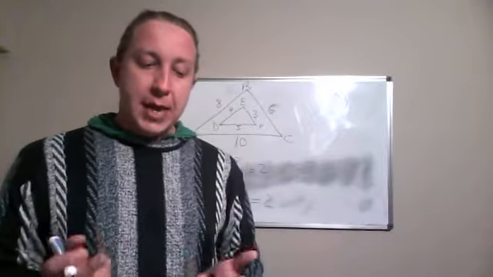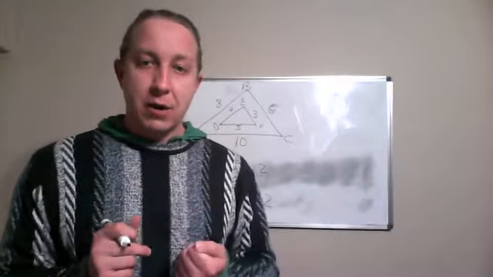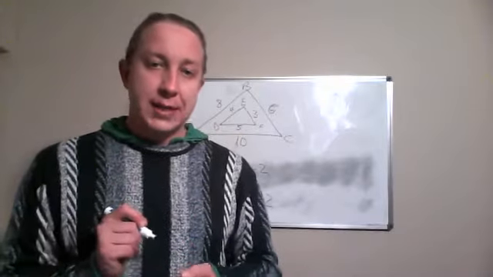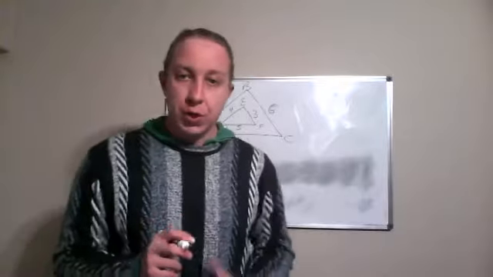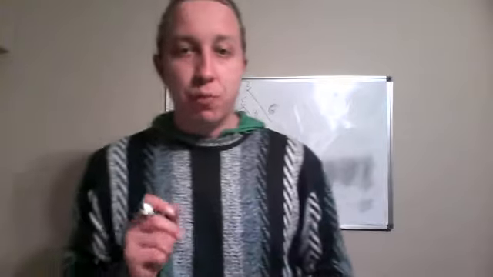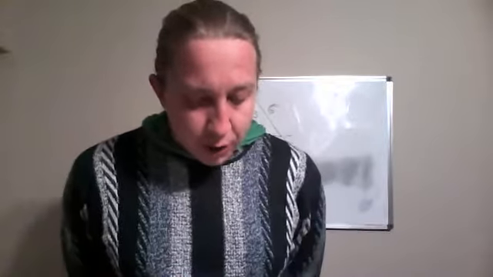So there are again two ways to prove two triangles similar: if they are equiangular, meaning all the angles are the same, or if all the sides are in proportion. Either one of those is enough to prove that triangles are similar. Right, let's look at the proof.